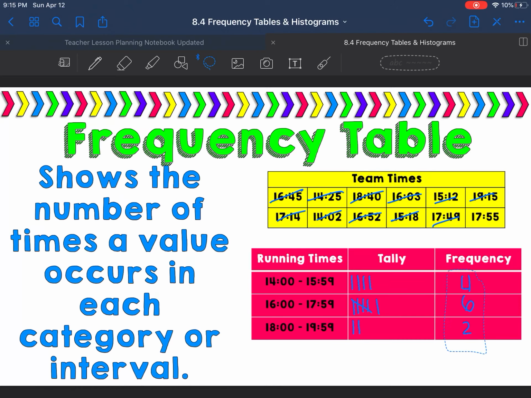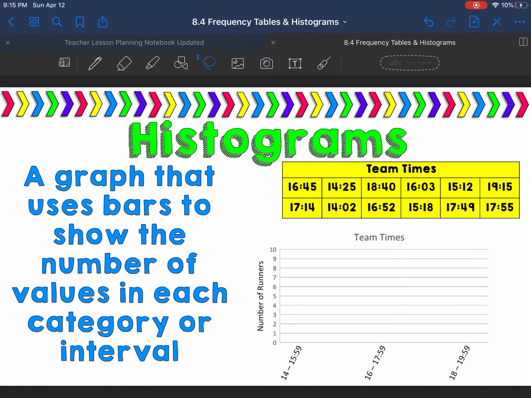Now, I'm going to copy this data because this is actually going to be helpful. Actually, just these numbers right here are going to be helpful on my next slide. So let's copy this. Now, another type of thing I can use to analyze my data is a histogram.